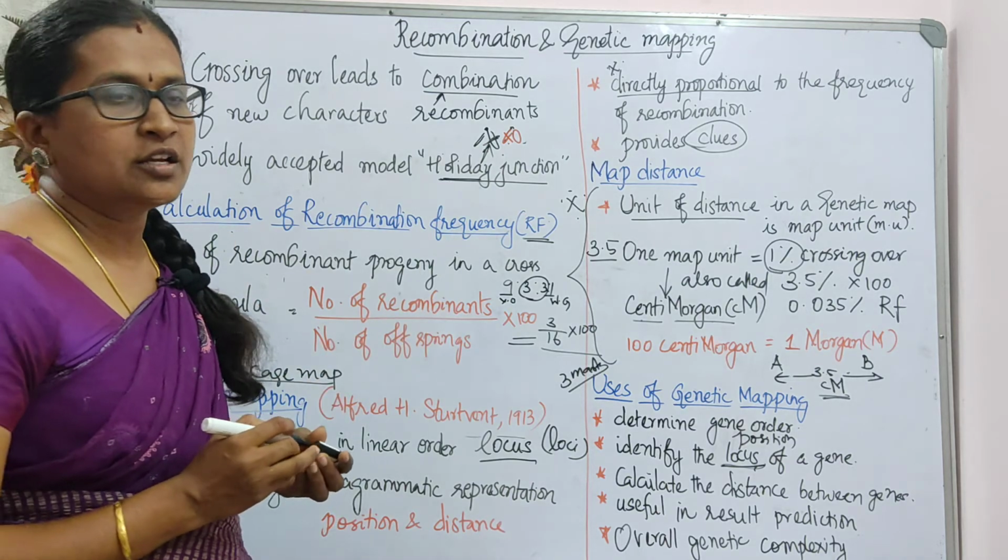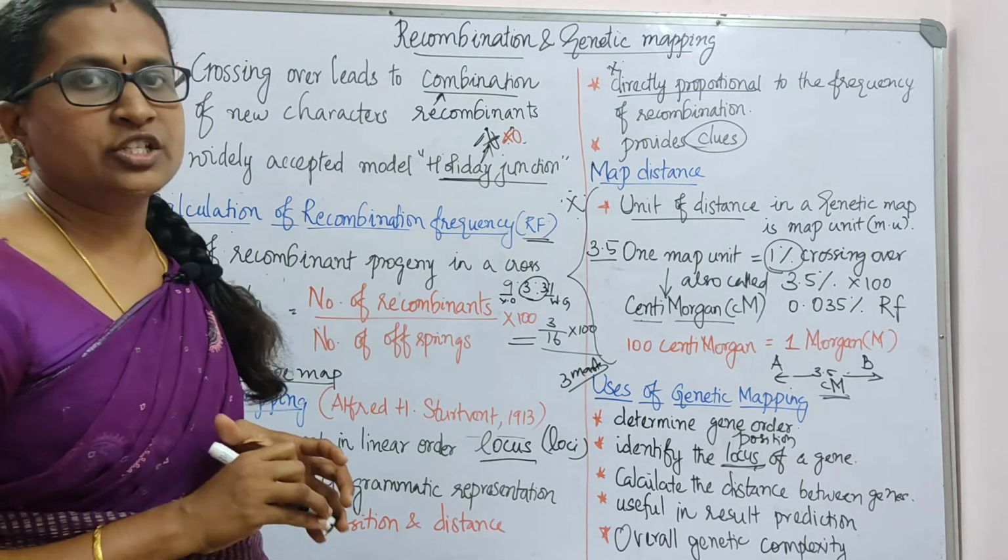Everything I have explained here, so it's clear about recombination and genetical mapping.